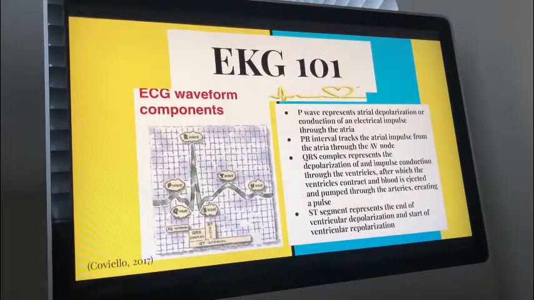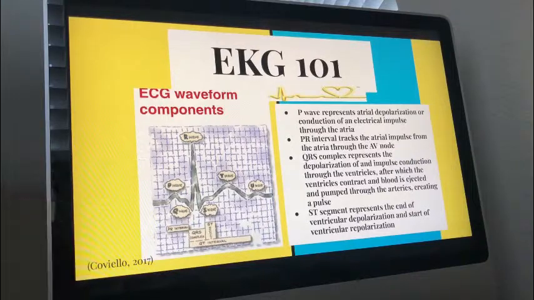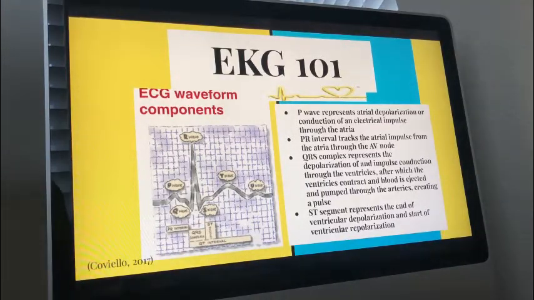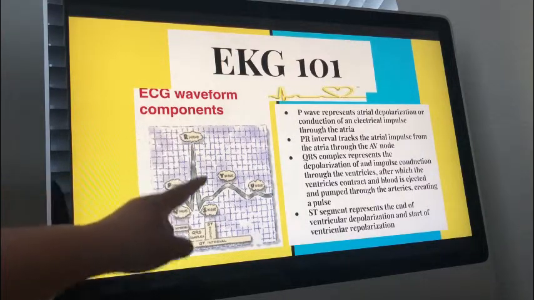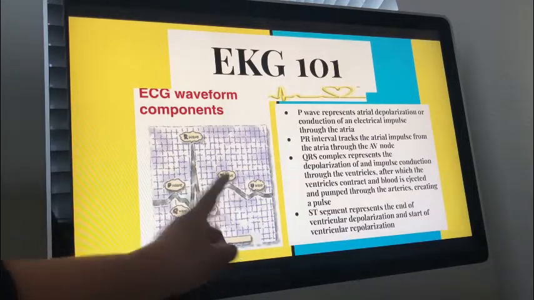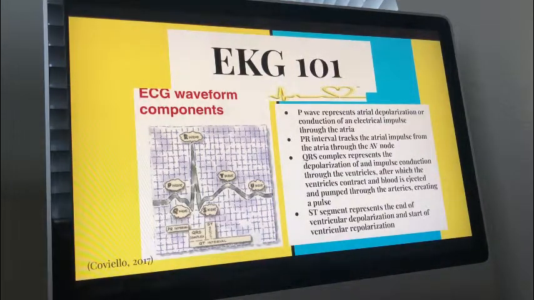These are the components of an EKG waveform. The P wave represents atrial depolarization or conduction of an electrical impulse through the atria. The PR interval tracks the impulse from the atria through the AV node. The QRS complex represents the depolarization of an impulse conduction through the ventricles, after which the ventricles contract and blood is ejected and pumped through the arteries, creating a pulse. The ST segment represents the end, right here, the end of ventricular depolarization and start of ventricular repolarization.